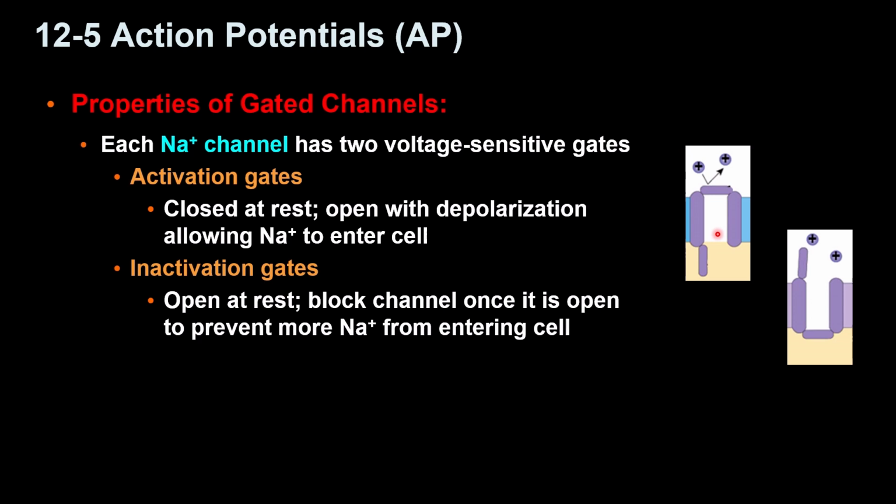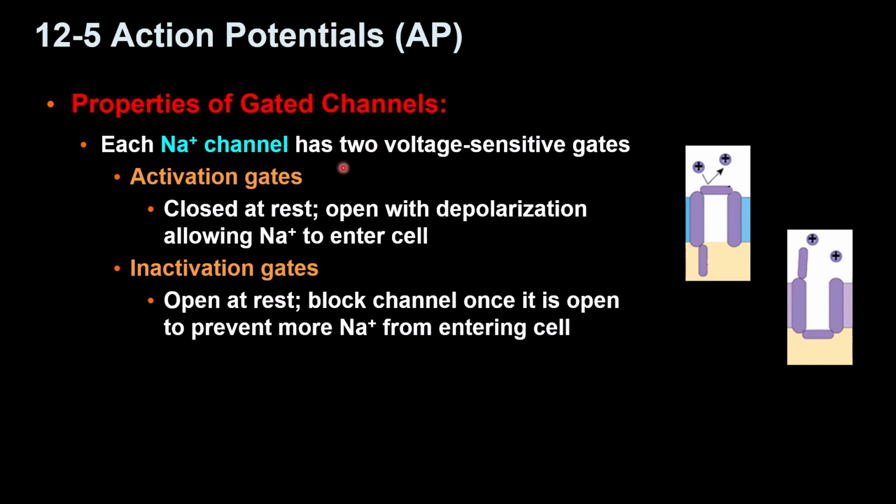Normally they are closed. The inactivation gate is just the opposite. Normally they are open. Once the stimulus comes, the ions enter the cell, and once you get to 30 millivolts positive, they will close, and it will prevent further movement of the ions into the cell. So the activation gate is normally closed, and the inactivation gate is normally open. So they are just the opposite of each other.